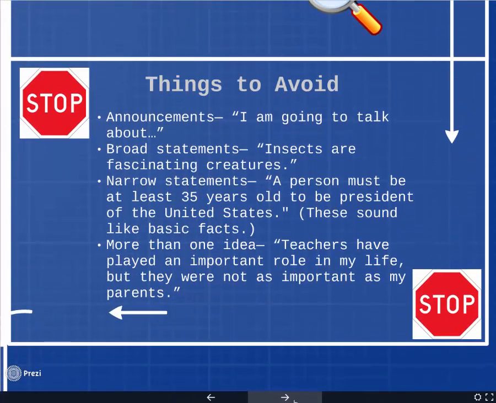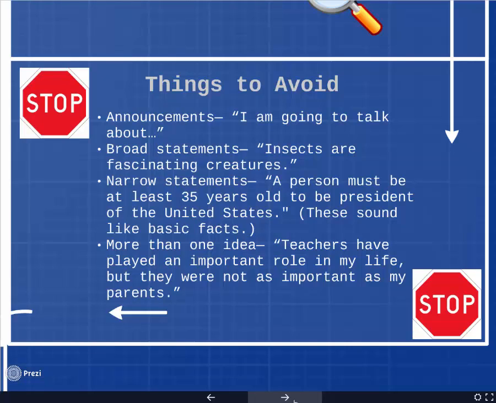Other things to avoid when writing your thesis statement: don't make announcements. Instead of saying, "I will now discuss how the French Revolution was a bloody affair," you can just say the French Revolution was an excessively bloody affair without the first person framing, and you still get your point across.